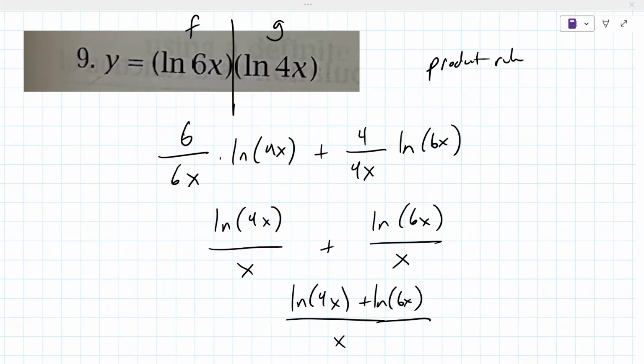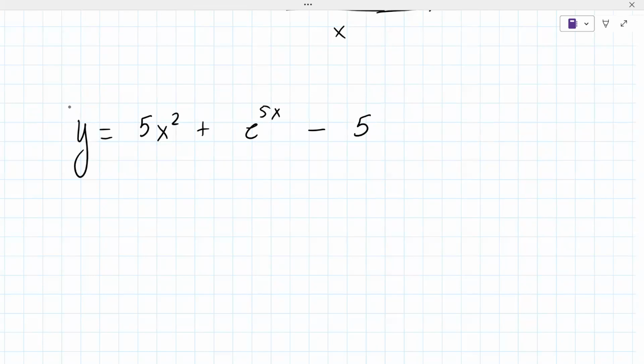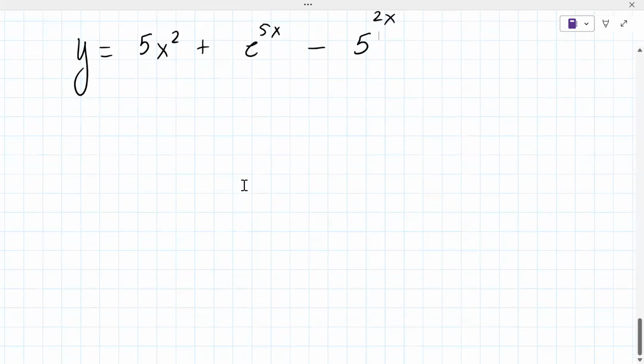All right. So let's move to exponentials. You have to be comfortable with how you take a derivative of something like the following: 5x squared plus e to the 5x minus 5 to the 2x power. For some reason, these kind of all look the same, I guess. But we'll look at this one by one.